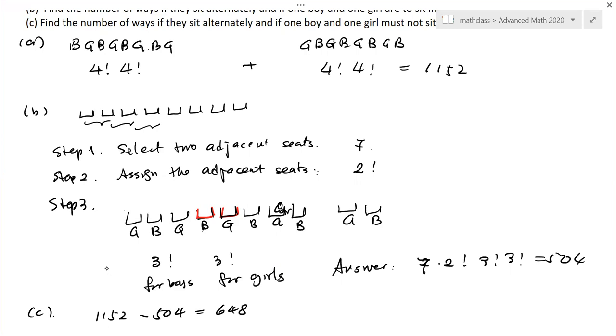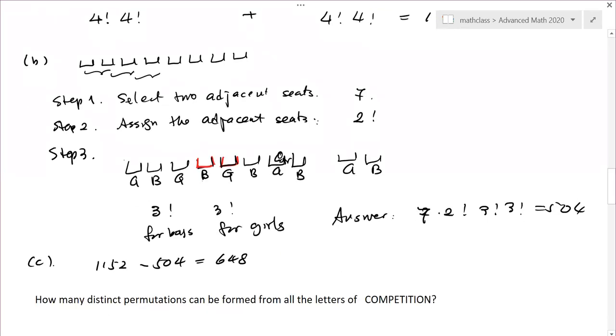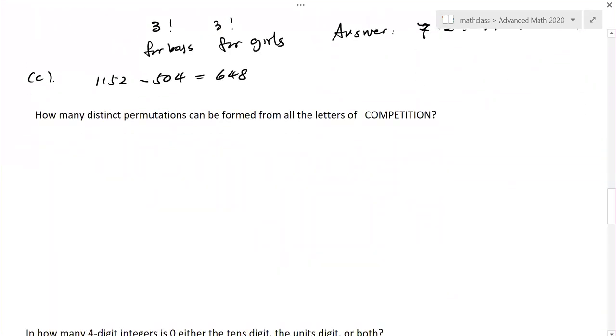Okay, it doesn't matter which pattern that they sit in here. There are two patterns, as in the first problem. And then you just assign those three seats for the boys, three seats for the girls. Okay, this is the answer. This is a little bit difficult. All right, so now let's take a look at the next problem.